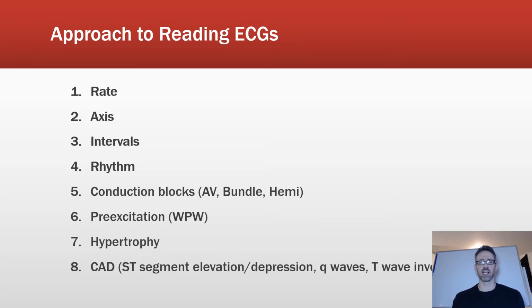And then lastly, I put coronary artery disease. What that encompasses is looking for ST segment changes, either an elevation or a depression, Q waves, and any T wave inversions and so on that might suggest coronary artery disease. And with coronary artery disease, it's good to put it in the context of the patient. So if the patient comes in with chest pain or has a history of coronary artery disease to begin with, or even a lot of risk factors.